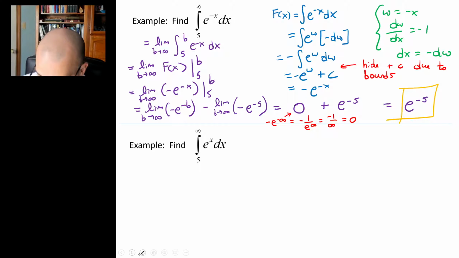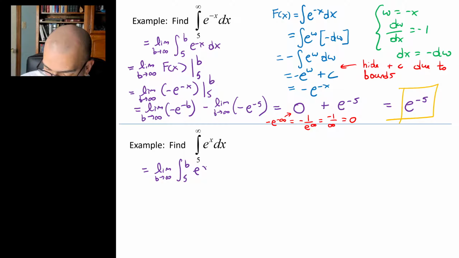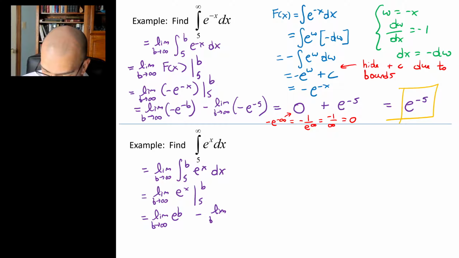Okay, next example is a bit neater. I'm going to write this as a limit as b approaches infinity of the integral from 5 to b of e to the x dx. This time we don't need a substitution. I can just take the antiderivative. Antiderivative of e to the x is e to the x. We're going to evaluate this from 5 to b. So limit as b approaches infinity of e to the b minus limit as b approaches infinity of e to the power 5.